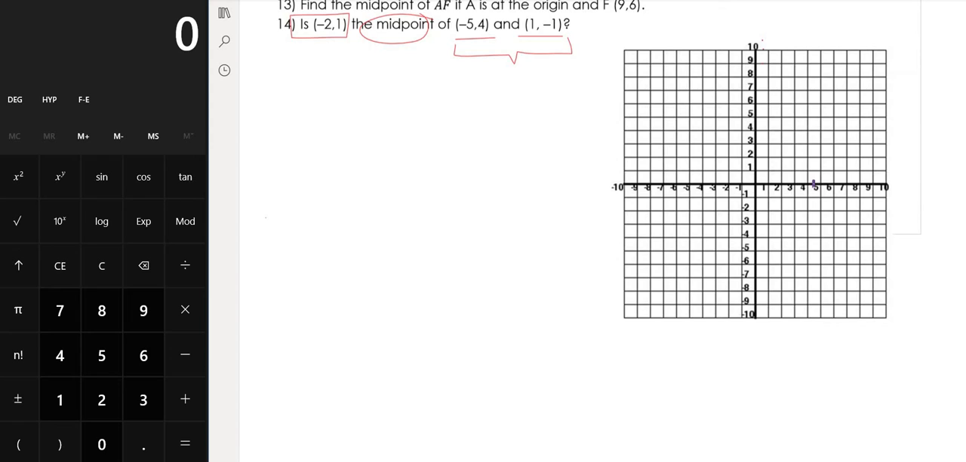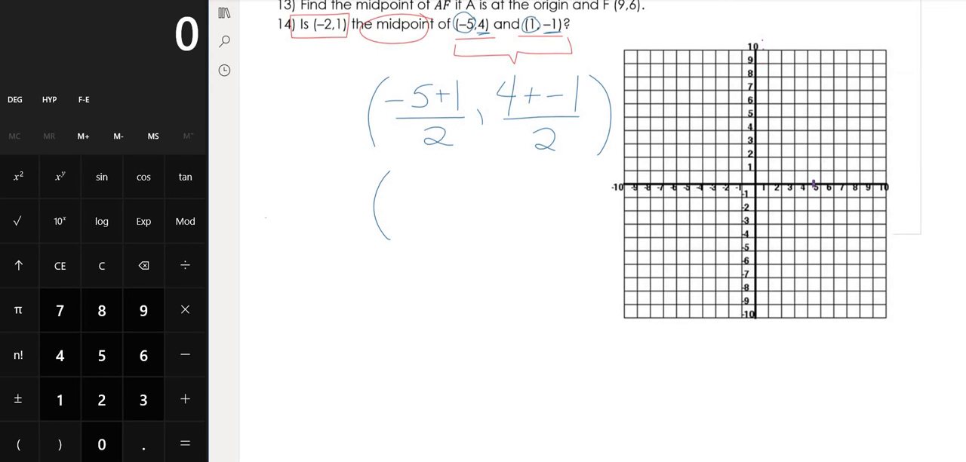So same thing like we did with the last problem. We're going to add the x's. So here we go. We have negative 5 and 1. So we're going to do negative 5 plus 1 over 2. Add the x's, divide by 2. Same thing with the y's. 4 and negative 1. So 4 plus negative 1 over 2. Okay, let's simplify.